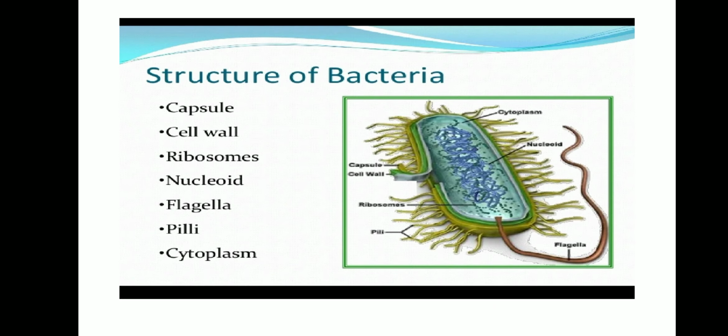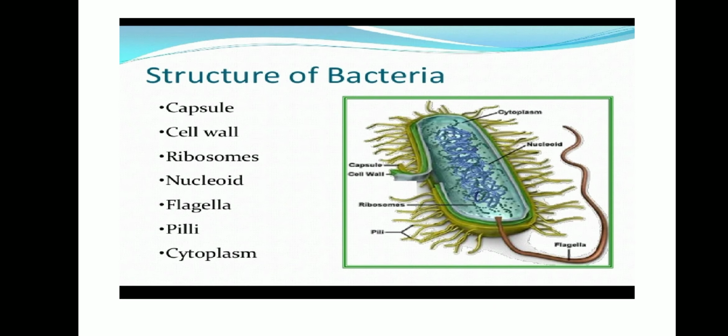Capsule. This capsule keeps the cell from drying out and helps it stick to food or other cells. So, this capsule keeps the bacteria from drying. Then flagella. Flagella is a whip-like tail that some bacteria have for locomotion. Can you notice a brown colored thread-like structure? That is flagella. This flagella helps the bacteria to move.